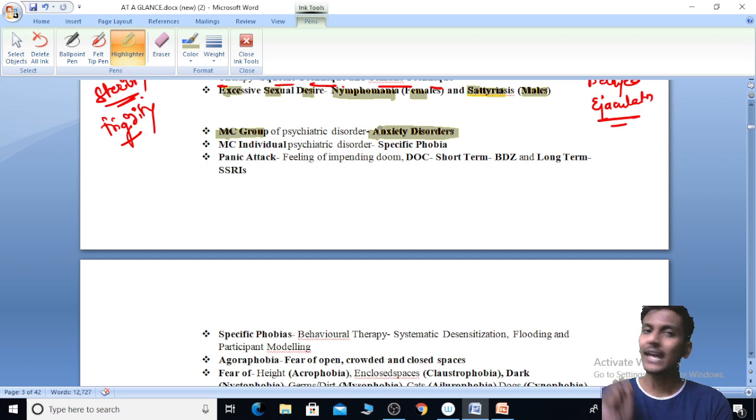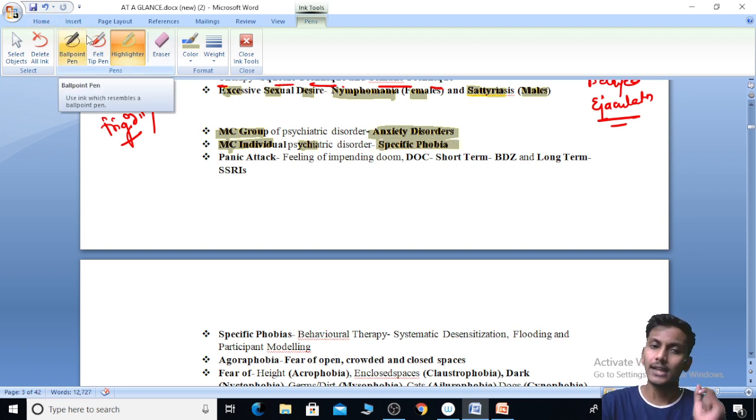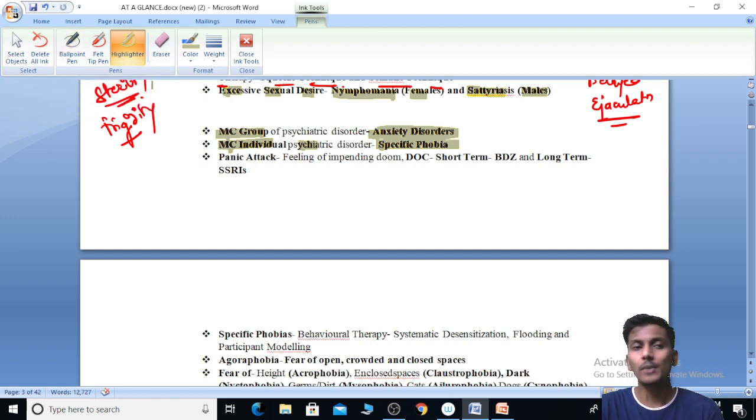Most common group of psychiatric disorders are anxiety disorders. Next question can be most common individual psychiatric disorder. If they ask most common individual psychiatric disorder, then the answer should be specific phobia. Kisi ek cheez ke bare mein dar lagna ya phobia hona, that is specific phobia. Most common individual psychiatric disorder is specific phobia.